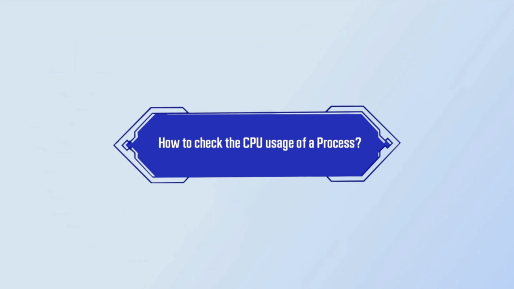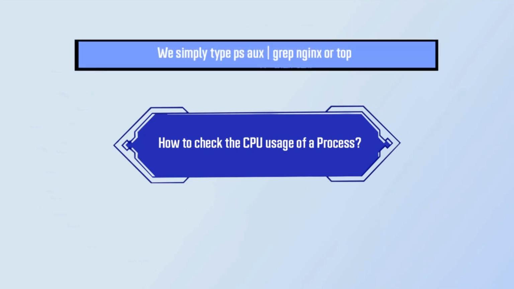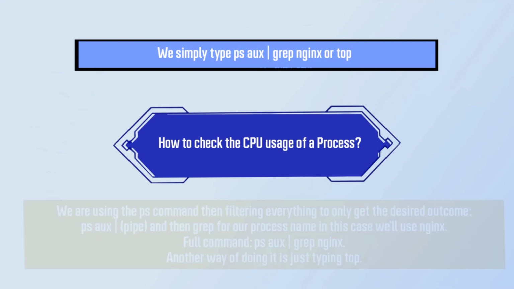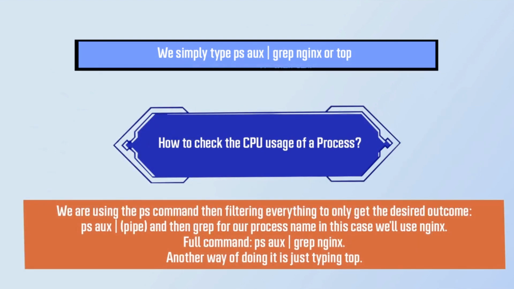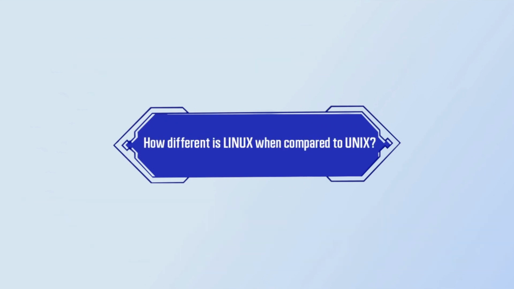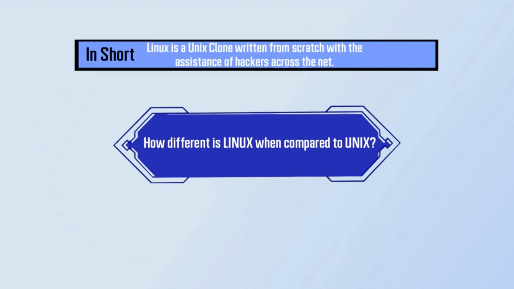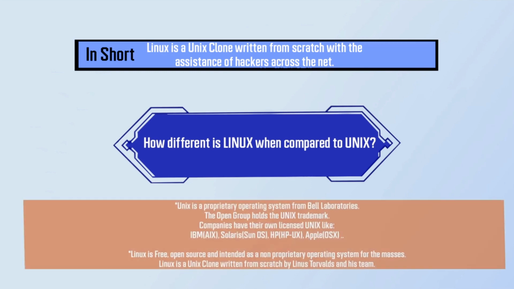How to check the CPU usage of a process. In order to check the CPU usage of a process, we simply type in ps space aux space pipe space grep space nginx or top. How different is Linux when compared to Unix? Linux is a Unix clone written from scratch with the assistance of hackers across the net.